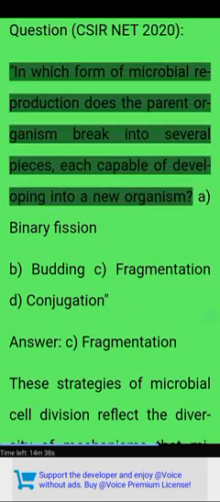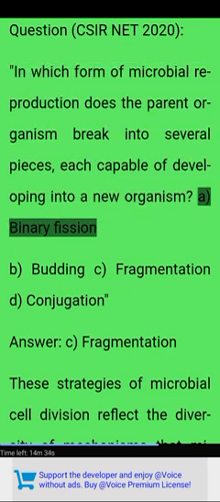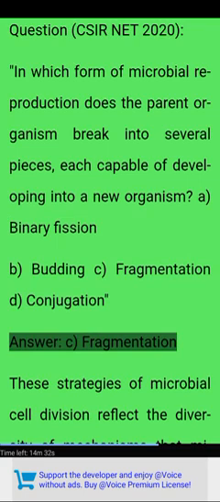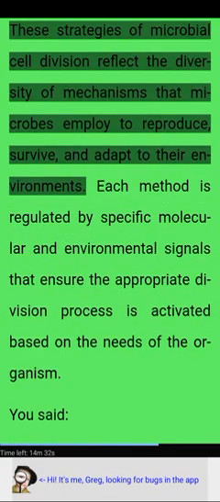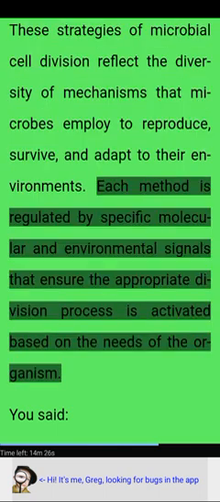Question. CSIR NET 2020. In which form of microbial reproduction does the parent organism break into several pieces, each capable of developing into a new organism? A. Binary fission. B. Budding. C. Fragmentation. D. Conjugation. Answer. C. Fragmentation. These strategies of microbial cell division reflect the diversity of mechanisms that microbes employ to reproduce, survive, and adapt to their environments. Each method is regulated by specific molecular and environmental signals that ensure the appropriate division process is activated based on the needs of the organism.